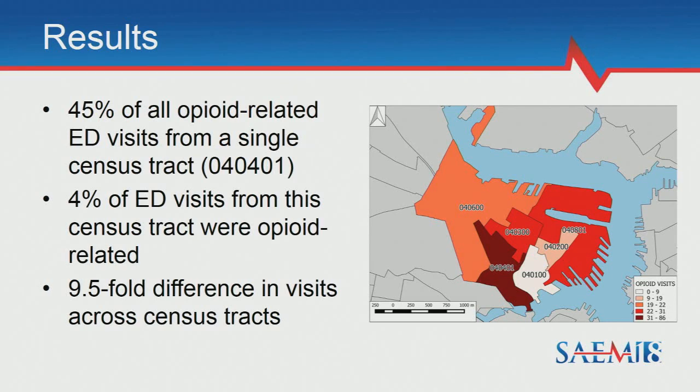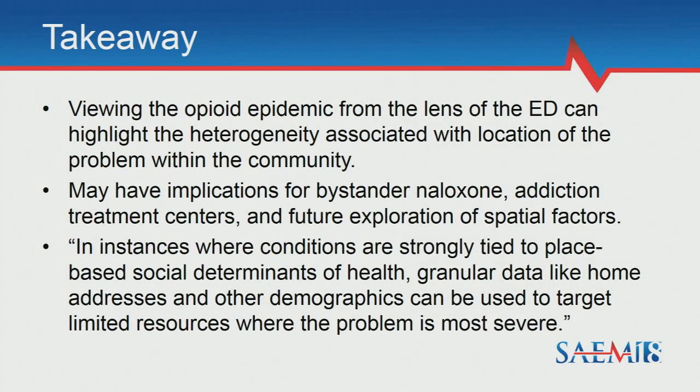And within this single census tract, if you look at all the ED visits that originated from that census tract, 4% of them were opioid related. So obviously a huge, huge problem. And so the takeaway from this analysis is that you really can view this opioid epidemic from the lens of the ED to highlight the heterogeneity associated with space and location to identify problems within the community. This can obviously have implications for bystander naloxone, addiction treatment centers, future exploration of spatial factors that drive these differences.